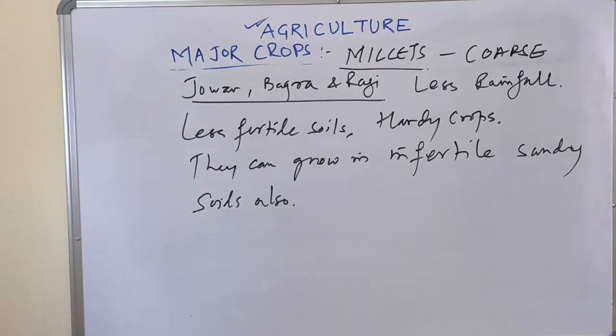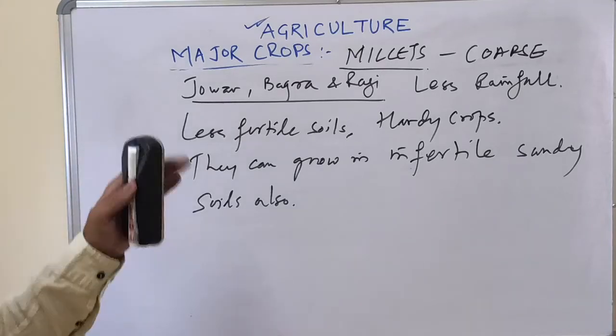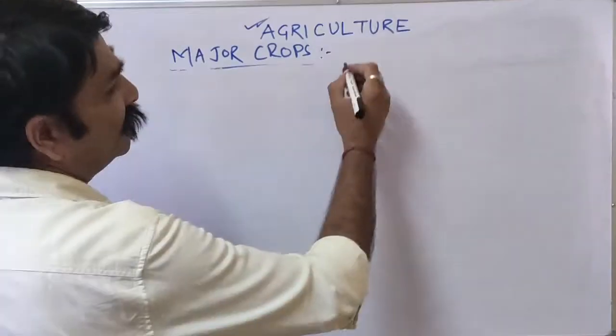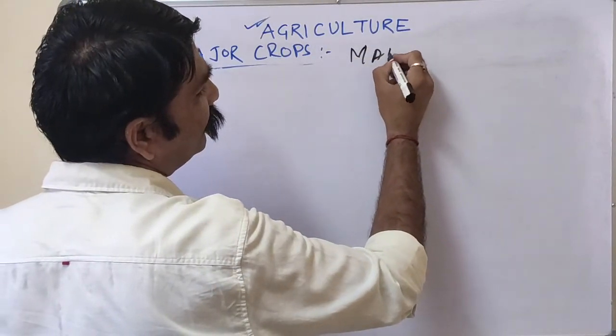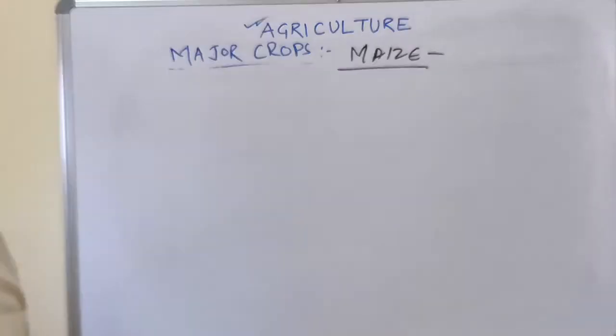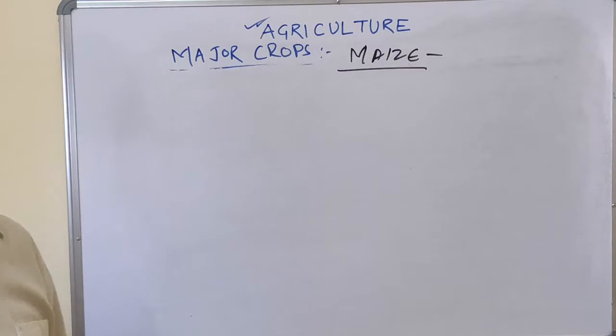Now we move ahead in the major crop section. Maize. It is also known as corn.